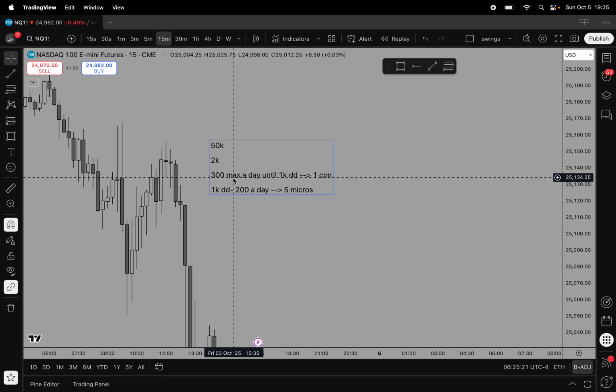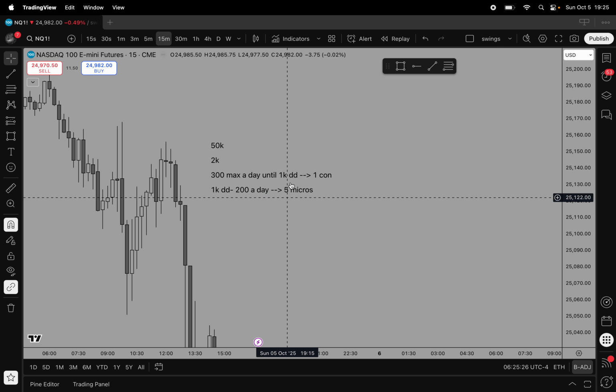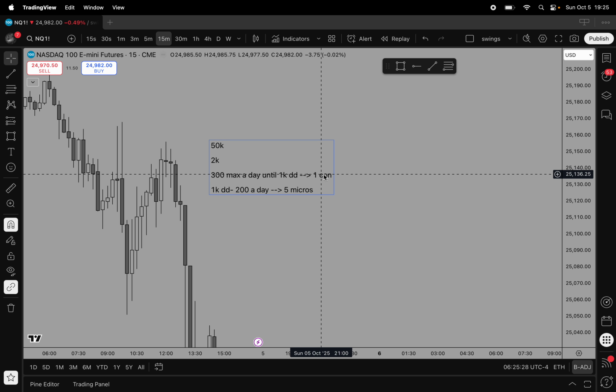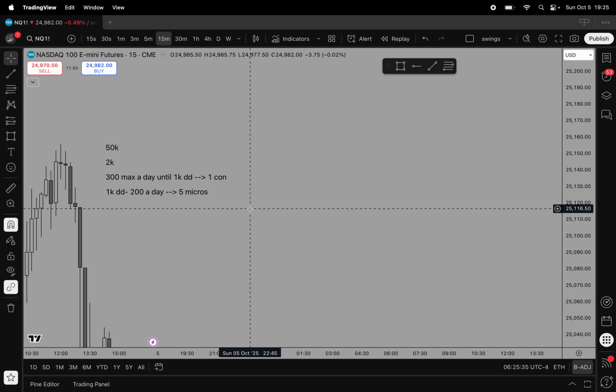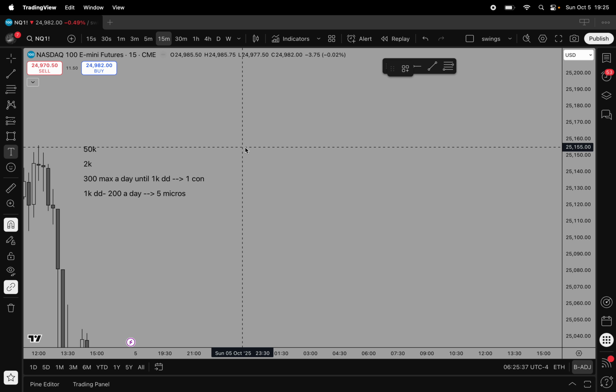Right, it's going to depend on your mind. You can choose, right? If you want to do one trade a day, then you can just go 2 contracts, 7 point stop loss. Or if you want to do multiple trades, then you can go 5 micros. It's going to depend on that, right?